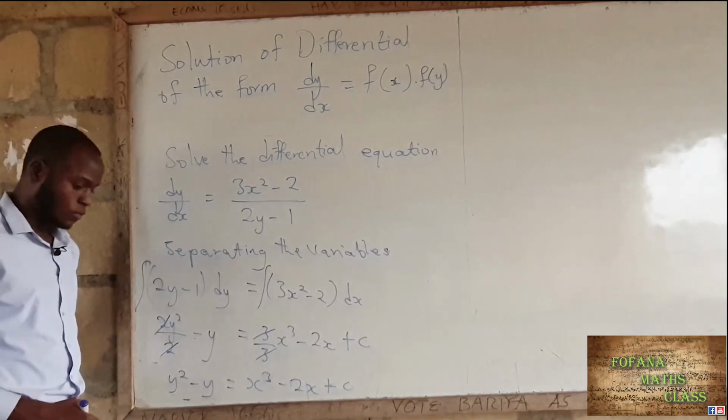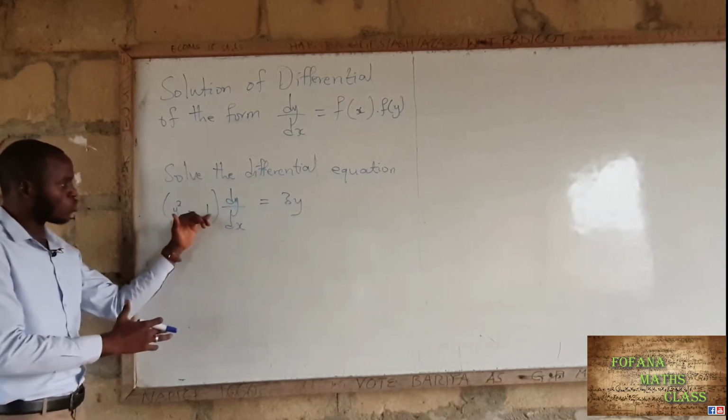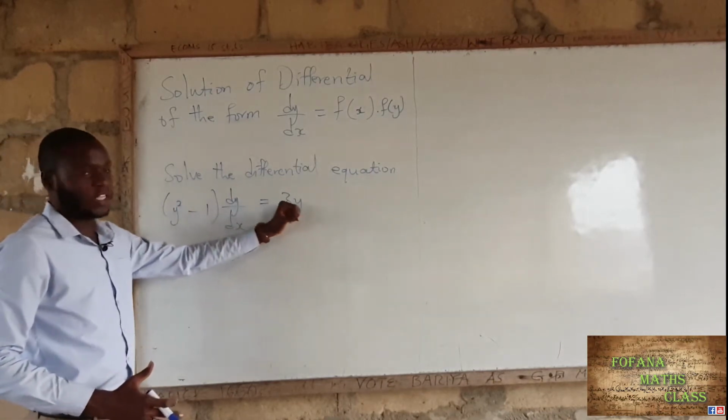We have the second question on the board, which says we should solve the differential equation y squared minus 1 dy dx equal to 3y.